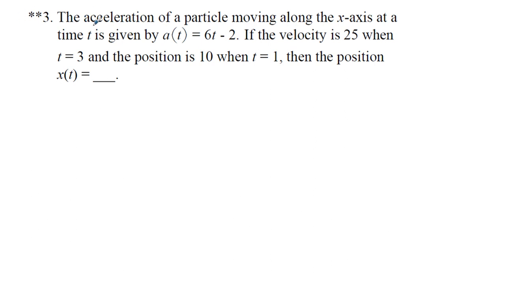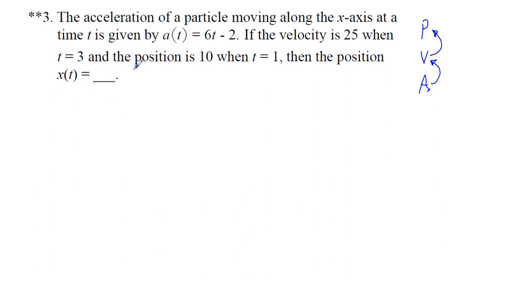3. From an actual AP test: the acceleration of a particle moving along the x-axis at a time t is given by a of t equals 6t minus 2. If the velocity is 25 when t equals 3 and the position is 10 when t equals 1, the position is... So this brings us back to this relationship: position, velocity, acceleration. To get from acceleration to velocity, we need to integrate once. And to get from the next step up to position, we need to integrate again.